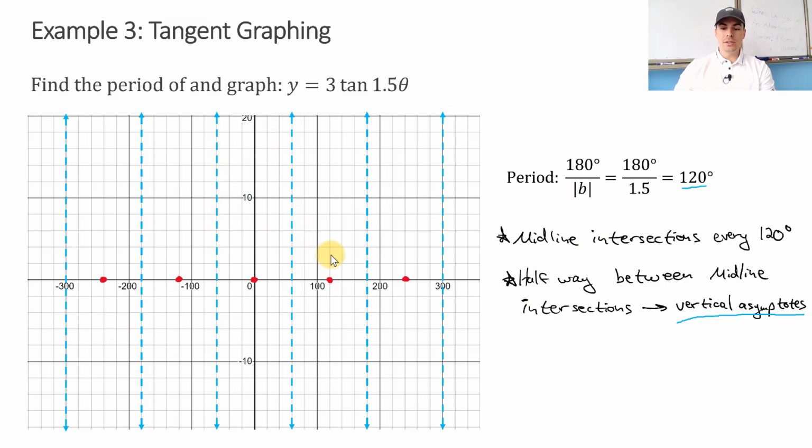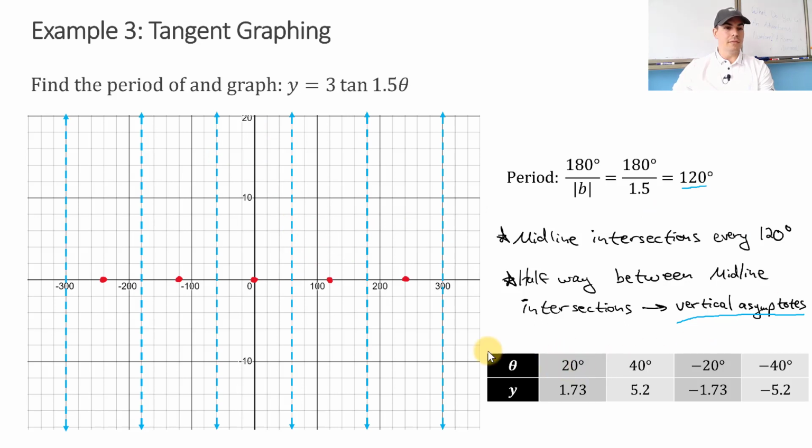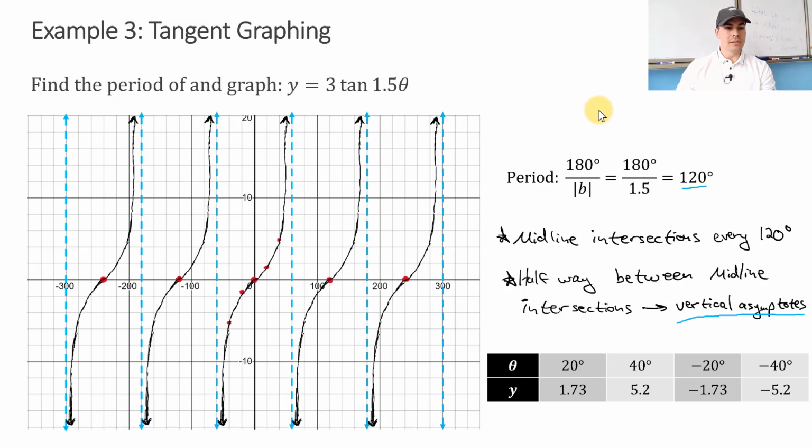Now from here, we can just make a very small table. Let's find 2 values on each side of our origin. We're going to look at 20 and 40 and negative 20 and negative 40. And that's going to give us these points right here. And we can then plot out the rest of that graph. Once I have this, we are just going to copy this exact graph into each one of these period intervals, because I know that this is a repeating function. We are just going to copy this into each interval like so.